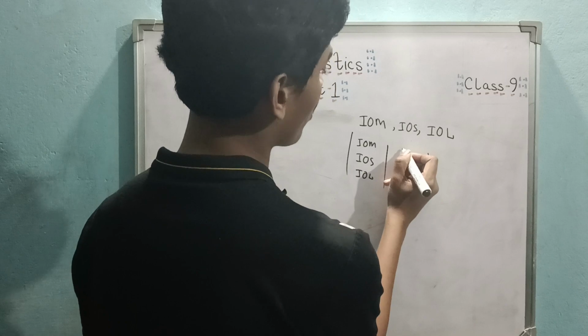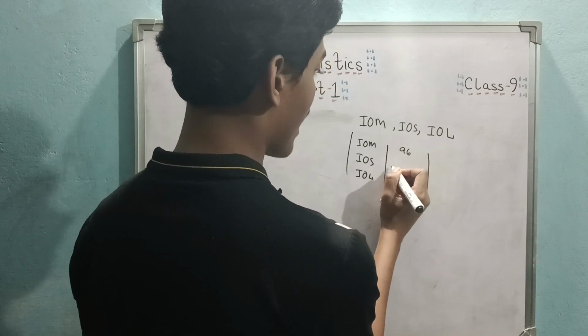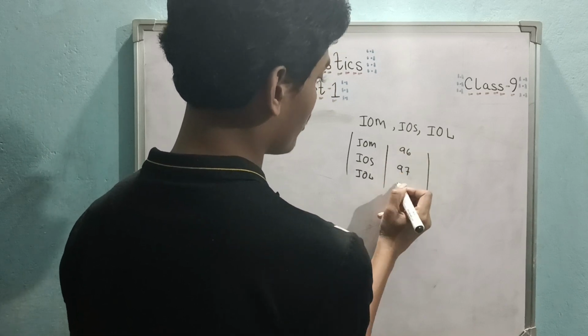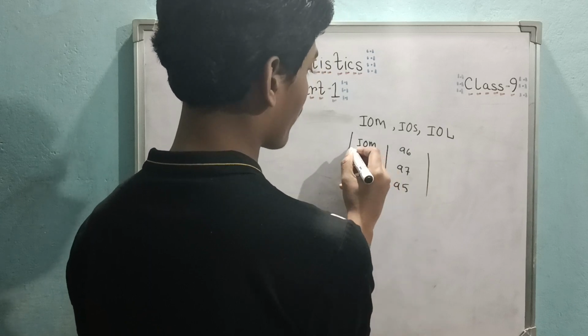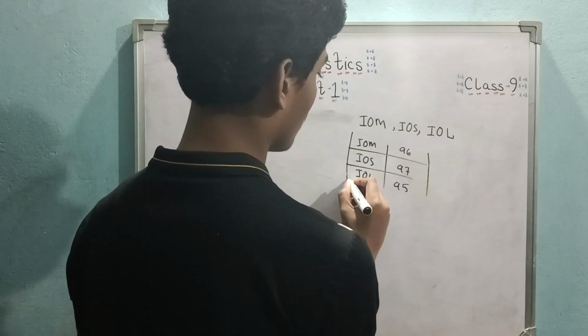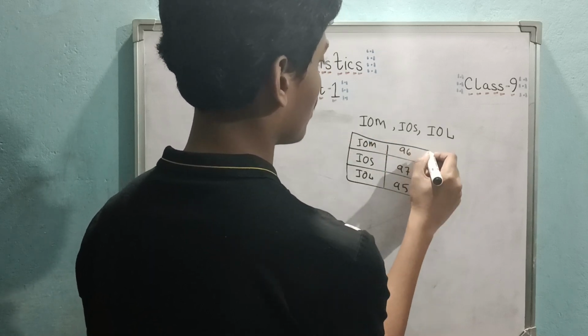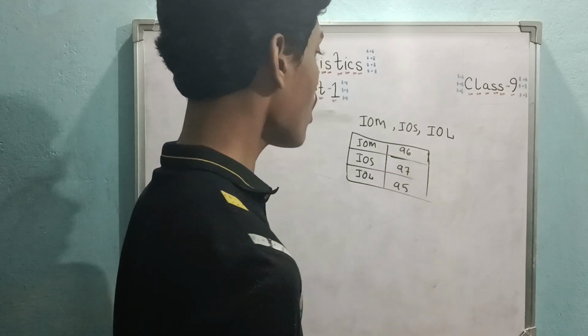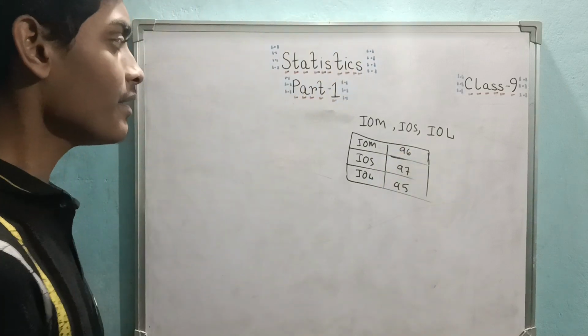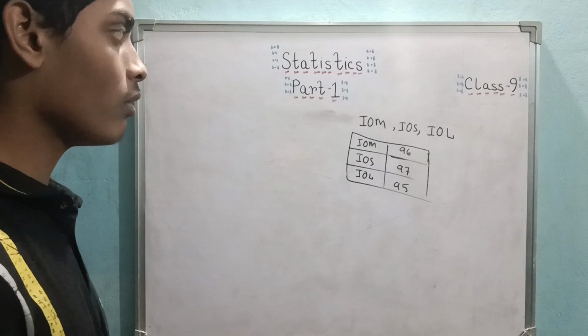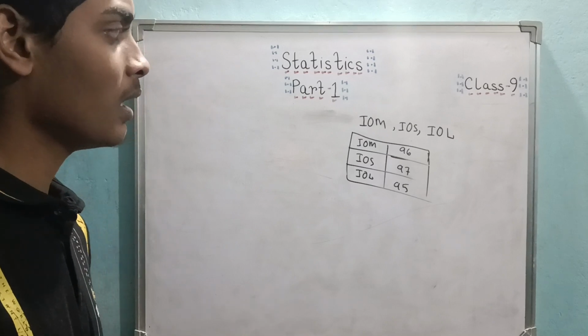In IOM you got suppose 96 out of 100. In IOS you got 97. In IOL you got 95 out of 100. You will be telling, wow, beautiful data. I can directly see from the table that my data is given to me.